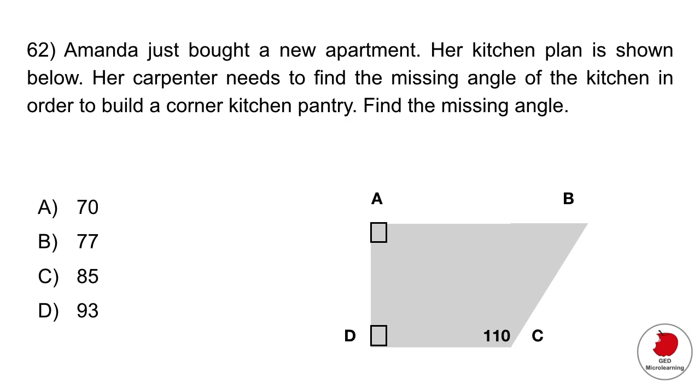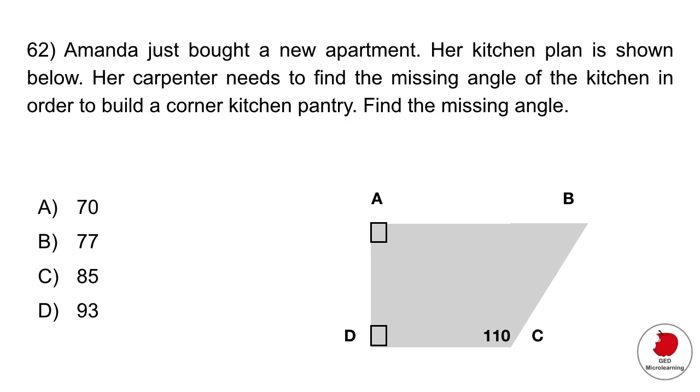All right, so Amanda just bought a new apartment. Her kitchen plan is shown below. The carpenter needs to find the missing angle of the kitchen in order to build a pantry. Find the missing angle. So you essentially need to find angle B.